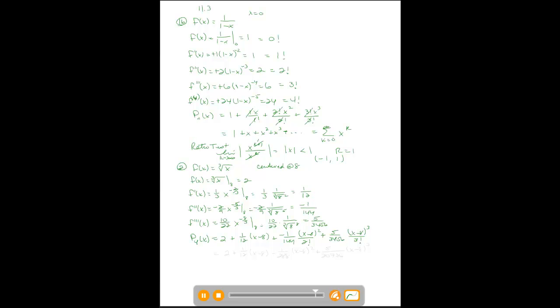If we clean this mess up, and I cheat and look in the book, this is 2. This is just 1/12 x minus 8. This is negative 1 over 288 x minus 8 squared, and here's the one where I have to cheat. This one turns out to be 5 over 6 times 3, 4, 5, 6. 20,736 x minus 8 cubed. So that's the first 4 non-zero terms.